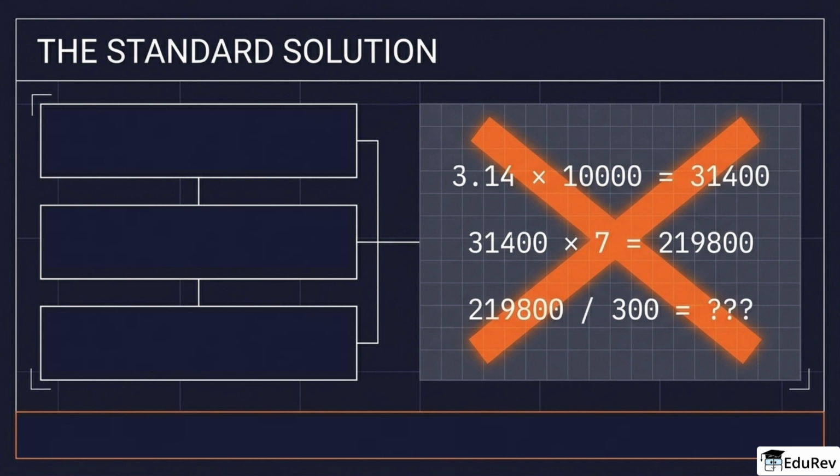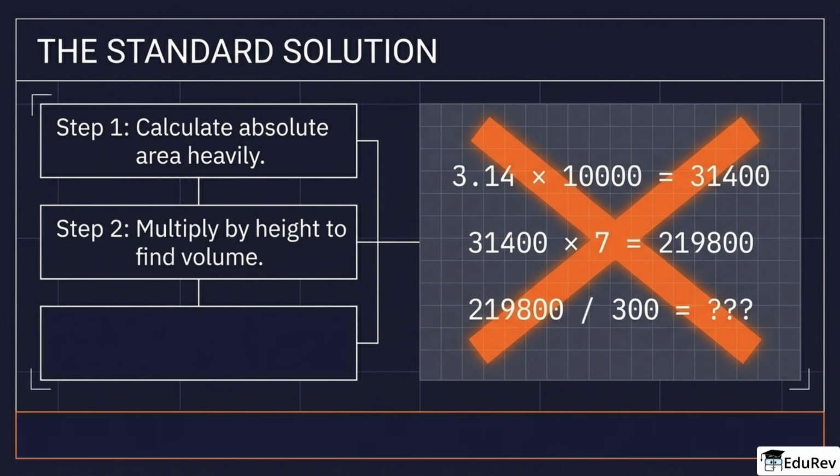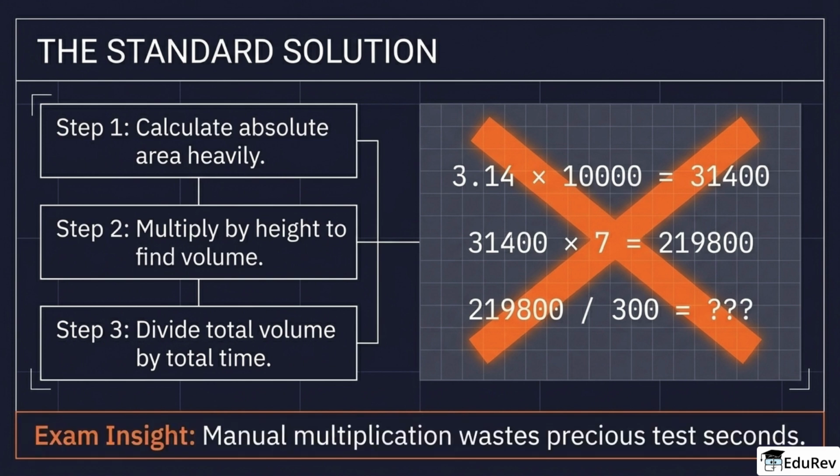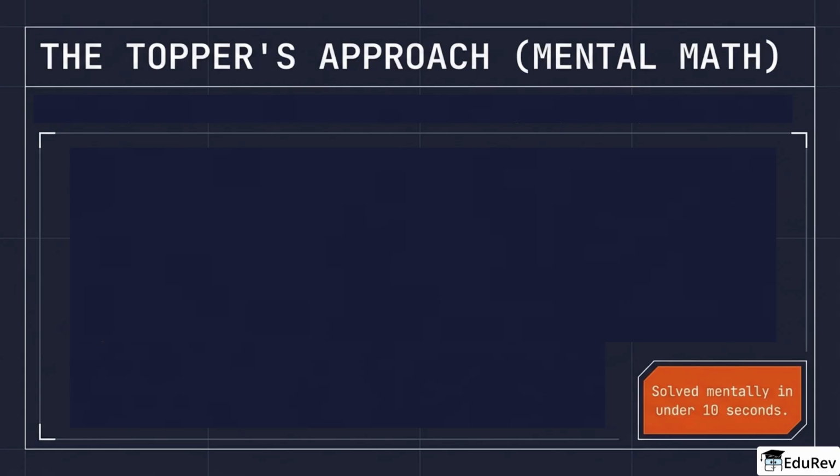The standard solution takes the direct route. Calculate the base area, multiply by height to get volume, and then divide by time to get the rate. That gives a perfectly valid answer. But it is also exactly the kind of path that costs precious seconds in a timed exam. This slide is a good reminder that correctness matters, but speed matters just as much when everyone else is under the same time pressure.